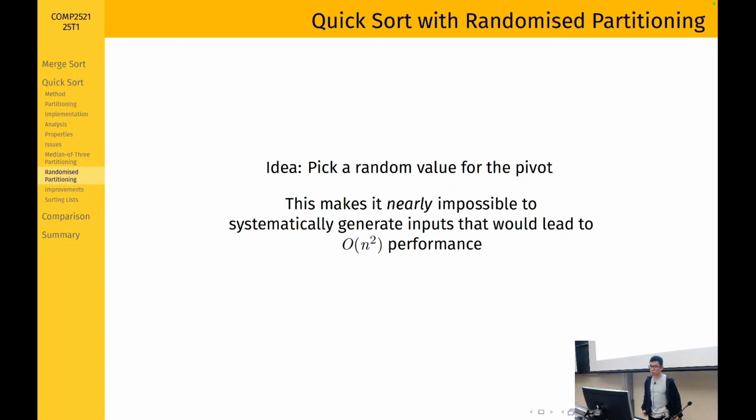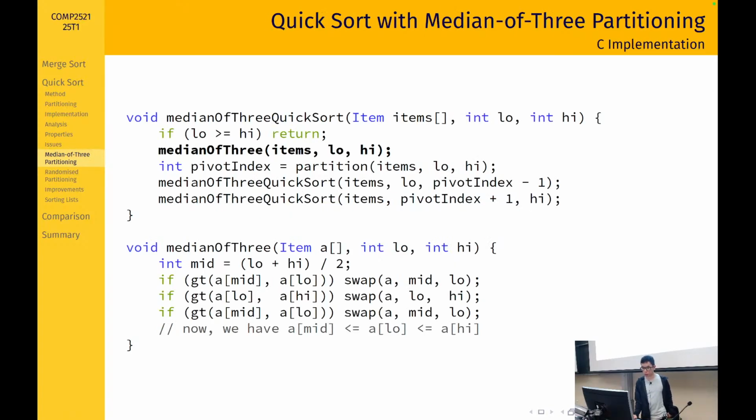Another way we can partition is to use randomized partitioning. If we use median of 3, it's more likely for us to get an n log n time complexity, even with sorted inputs. But it's still possible to give this quicksort variant an input such that it'll end up with O(n) squared time complexity.